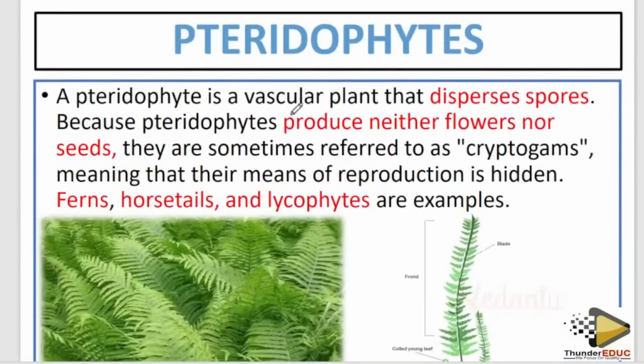So these are pteridophytes, vascular plants. The difference between the bryophytes and the pteridophytes, sometimes you call them pterophytes, sometimes pteridophytes, it's the same thing. So these are vascular, they have a vascular bundle, but bryophytes don't have a vascular bundle. Pteridophytes require a film of water for reproduction, but bryophytes require a lot of water for reproduction.